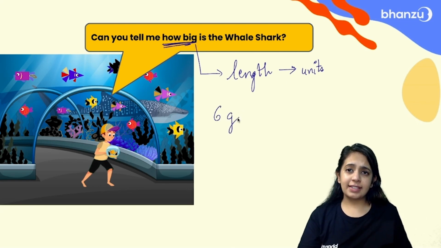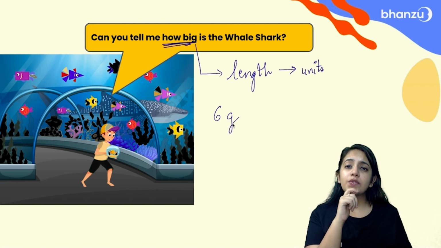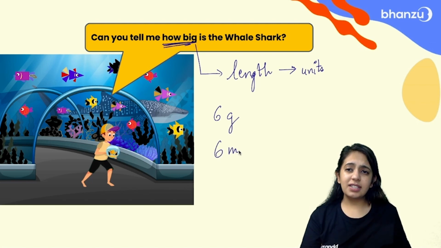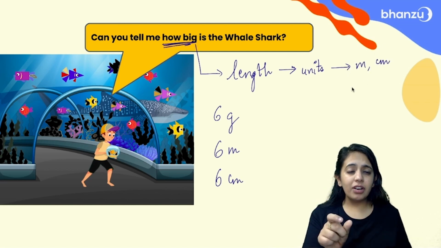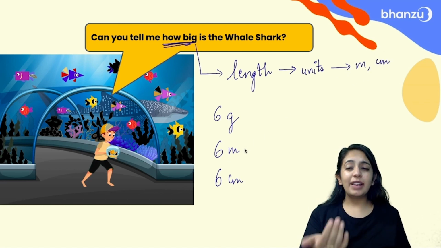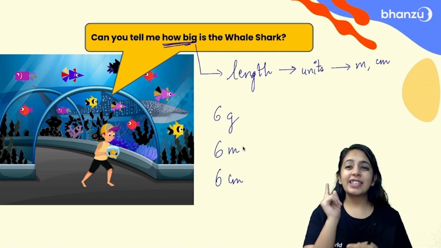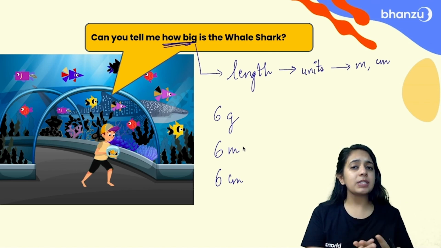Is it through 6 grams? No, we saw that it is used for weight. Is it for 6 meters? 6 centimeters? Yes. So the units of length are meters and centimeters, because whenever meter and centimeter is placed with some number, we get to know that here we are talking about length, height, maybe distance.